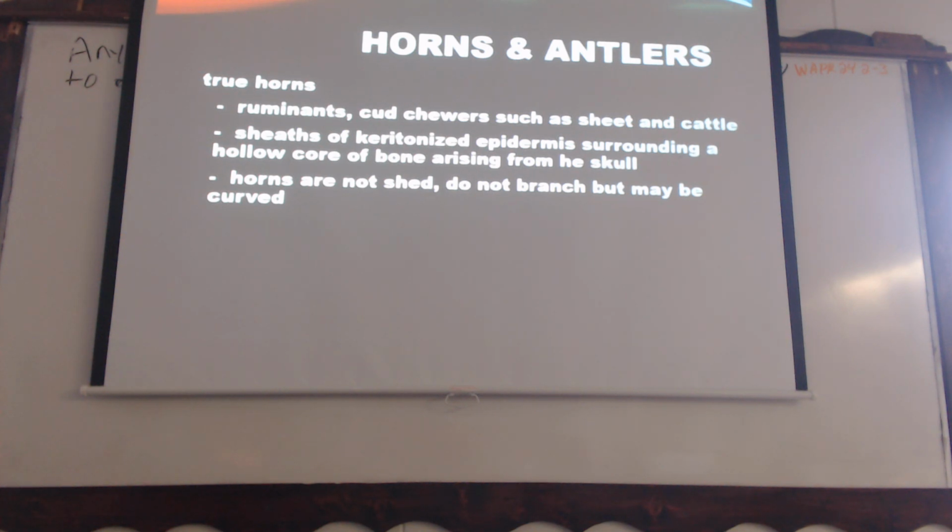So there's true horns, false horns, I'm guessing, and then antlers. 3 types. True horns don't shed. I'm not sure if a Dall sheep has true horns or not, because they have growth rings on their horns. So every year they have a new growth.